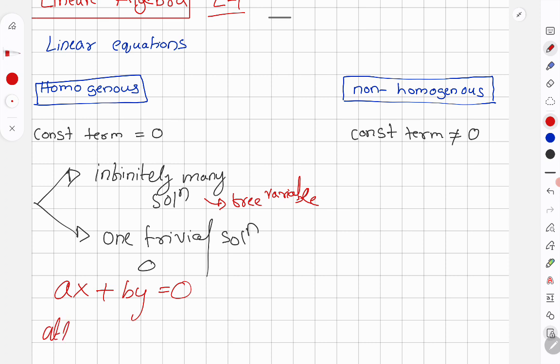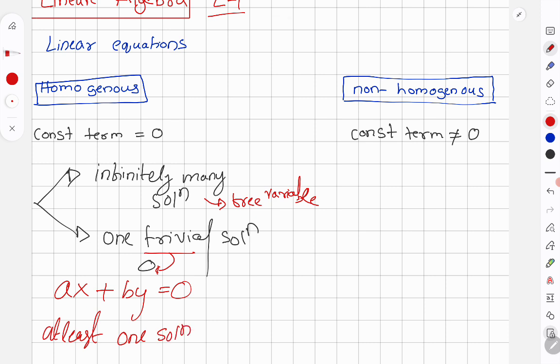What's the exact meaning of trivial? Trivial means mandatory. It's a sure shot. The trivial solution is a for-sure solution. 0 is a solution. So one trivial solution, at least one solution.